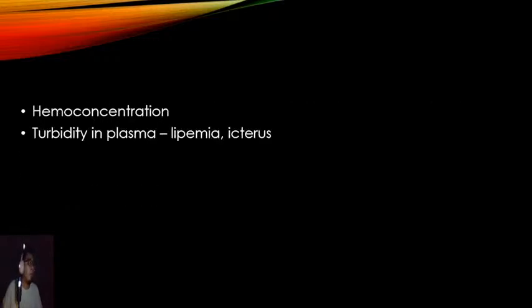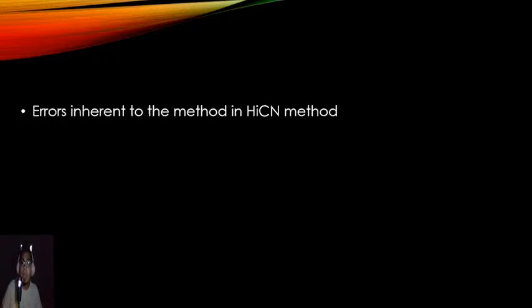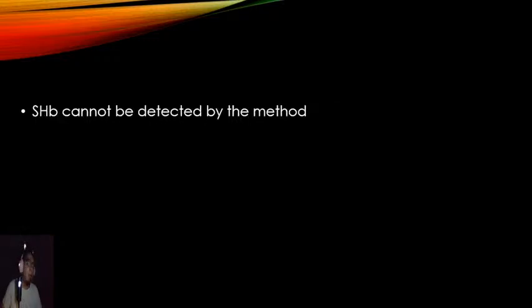Now, let's go back to possible sources of error inherent to the HICN method. Again, as I mentioned before, sulfhemoglobin is the only thing that you need to remember. It cannot be detected by the method. Try as you may, but you cannot do it.